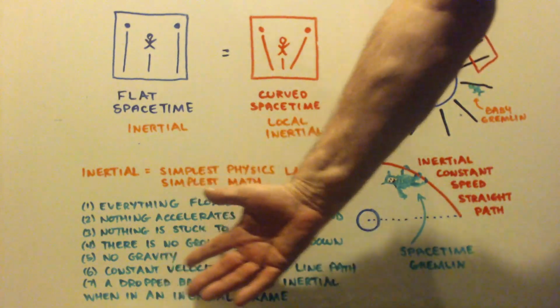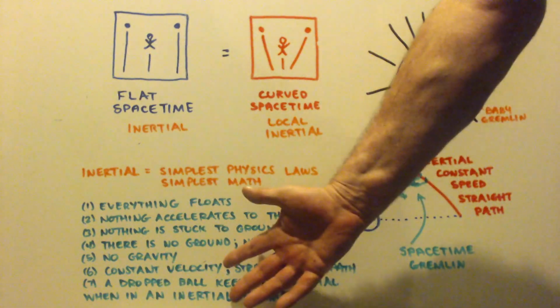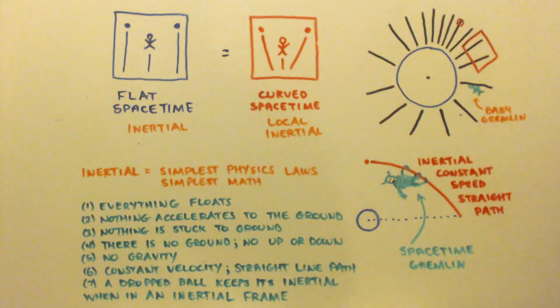Things, you let go of it. It doesn't just go constant velocity or stand still and go in a straight line path. No. It accelerates down. It goes sometimes straight down and sometimes in a high parabola. That doesn't sound inertial to me at all. Okay.